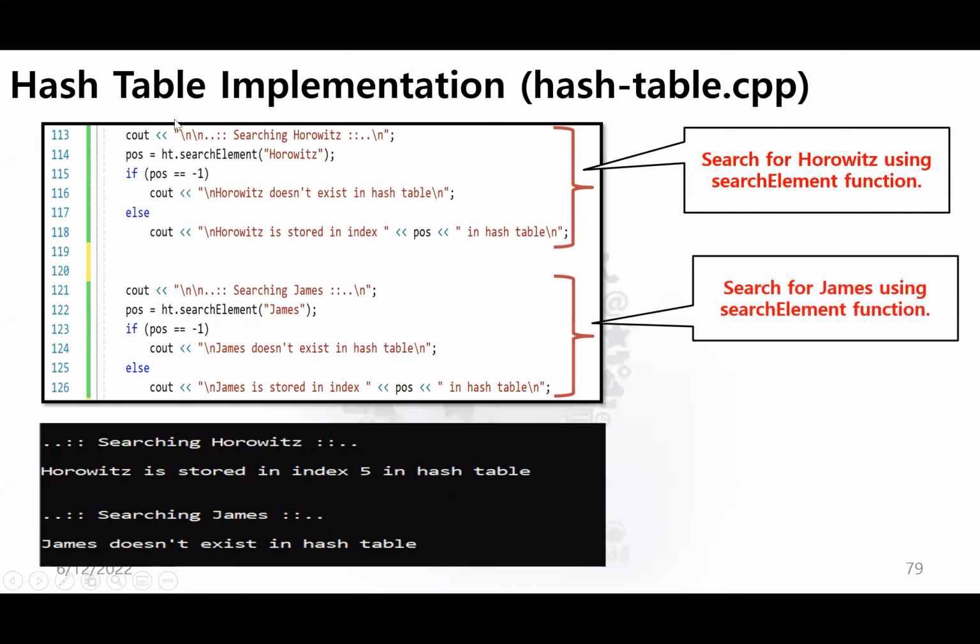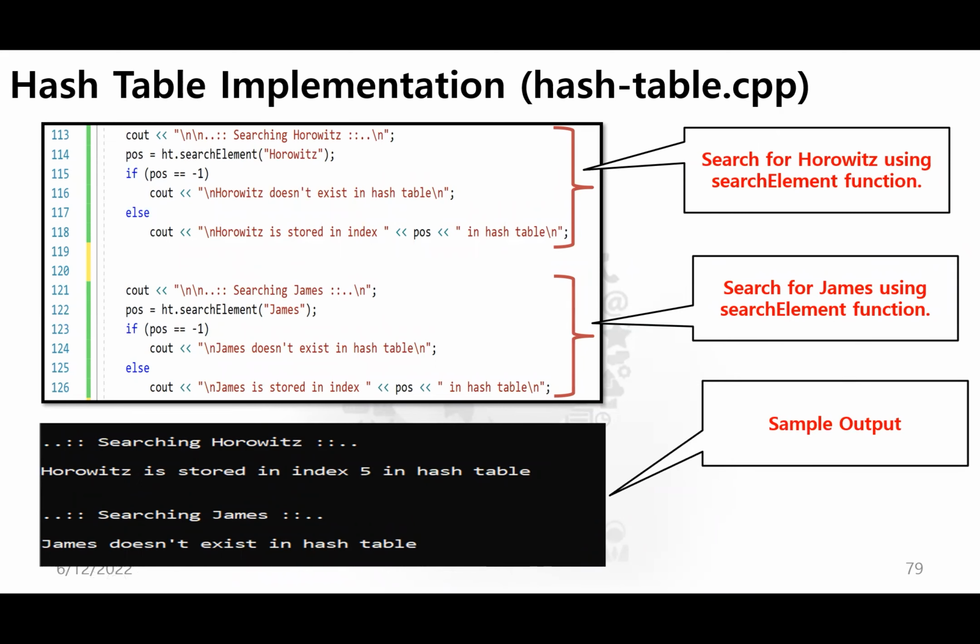here, I also use the search element function to help me search for a particular name in the hash table. So if it exists, like Horowitz, it exists, right? It will tell me it's in index 5. But when I search for James, which doesn't exist in my hash table, it will say that James doesn't exist because it returned -1. Okay, this is the sample output for this part.